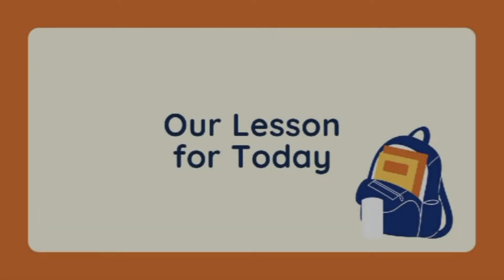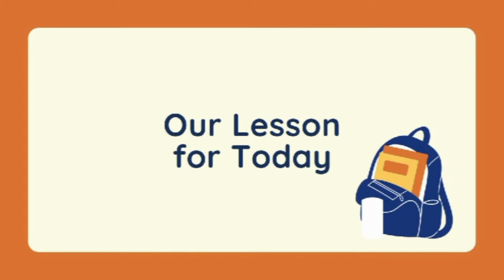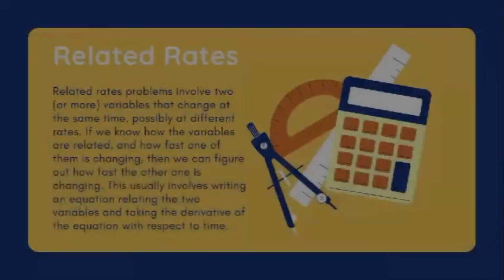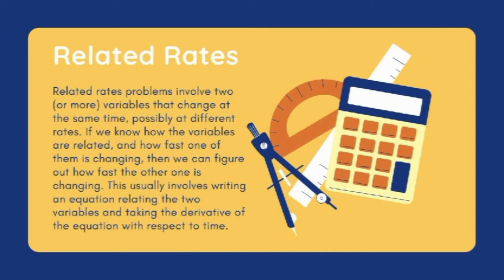Let's go to our lesson for today about related rates. Related rates problems involve two or more variables that change at the same time, possibly at different rates. If we know how the variables are related and how fast one of them is changing, then we can figure out how fast the other one is changing. This usually involves writing an equation relating the two variables and taking the derivative of the equation with respect to time.